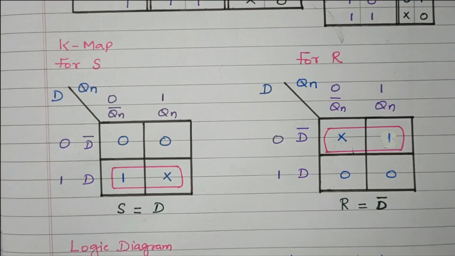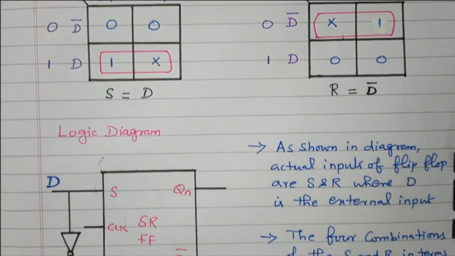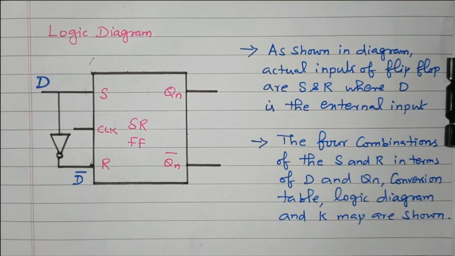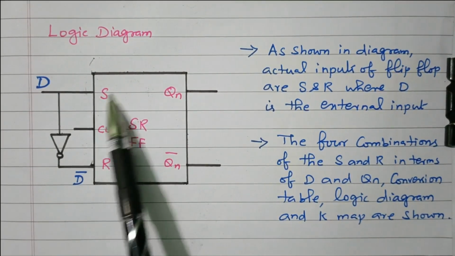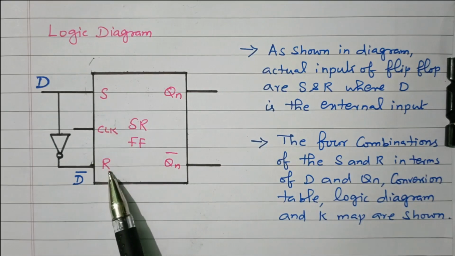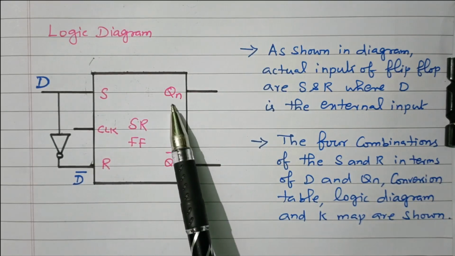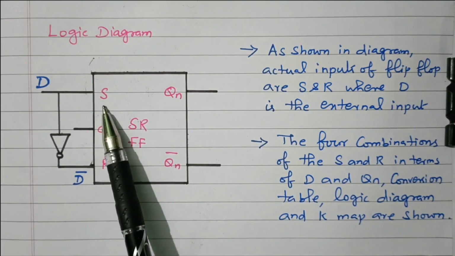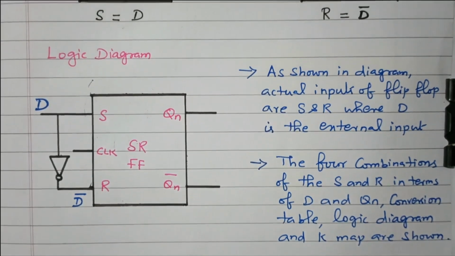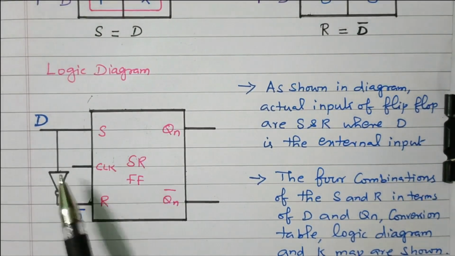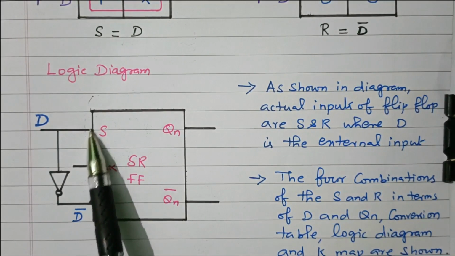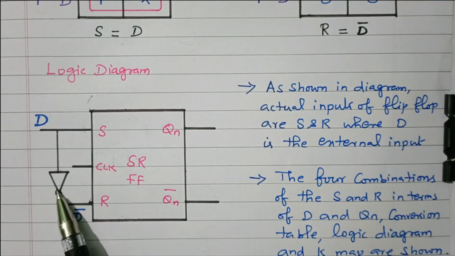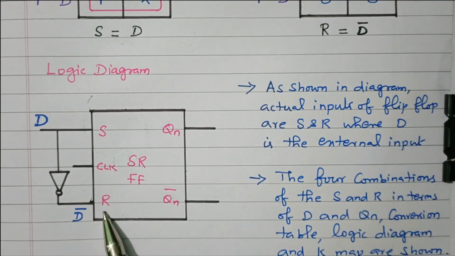So by using this we can go for the logic diagram. We can design the logic diagram for this conversion of SR flip-flop to D flip-flop. So this is the SR flip-flop with S input, R input and clock, Qn output, and Qn bar the complement of the output. So what is the S input? S input is nothing but D. We need to give S equal to D. So S is given with D, and R is nothing but D bar. By connecting one NOT gate, D is converted into D bar, which is given to R.